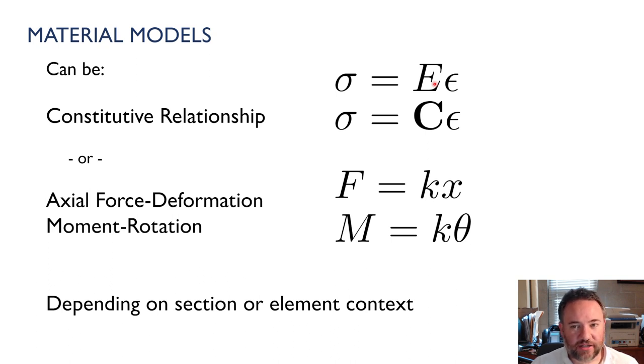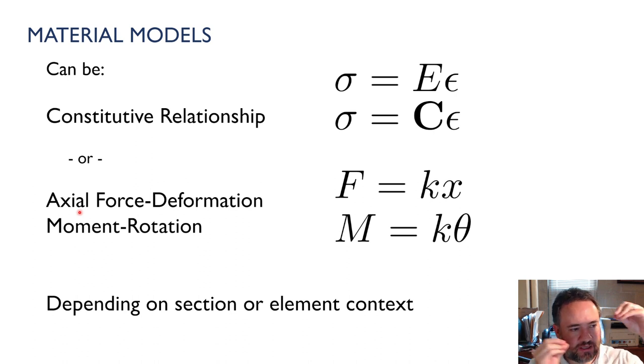Since we're talking about nonlinearity here, we're talking about situations where the E, the material stiffness, the Young's modulus, changes over time, depending on what's happening in our model, how much it has deformed, et cetera. And that can be uniaxial, like E here, or it could be multiaxial, like the constitutive matrix C here. So I can do that at a material level, or I can define material models at a larger scale, as I said, as a moment rotation relationship, or as an axial force deformation relationship, where I'm talking about force and deformation instead of stress and strain.